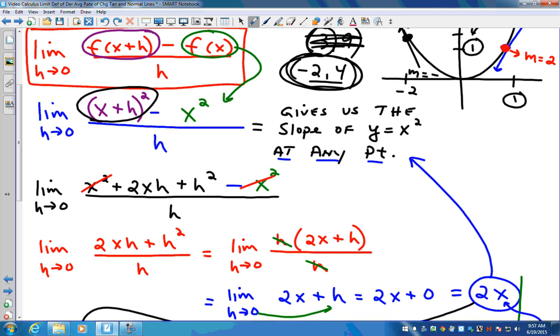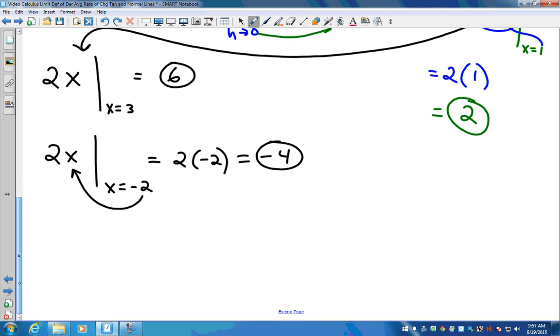at the point -2, 4. What about at 0, 0? Think about that for a second. You don't even need calculus for that, right? What's the slope at 0, 0? Well, clearly it is 0, right? But I'll show you how this fits into this formula as well. We're looking for the slope at x equals 0. So we come down to 2x, which represents the slope of y equals x squared at any point. If we plug in 0 for x, we get 0.